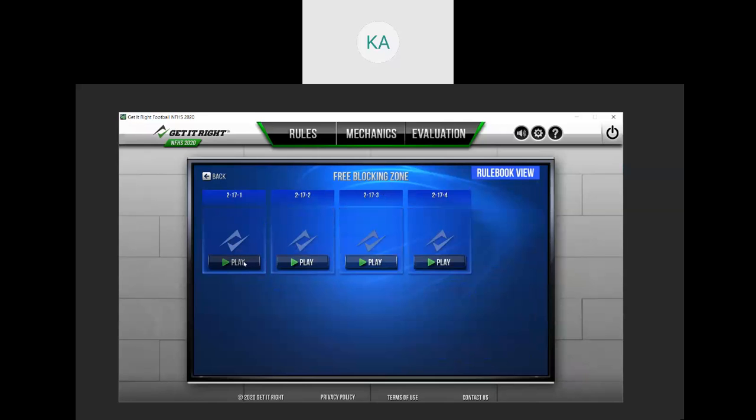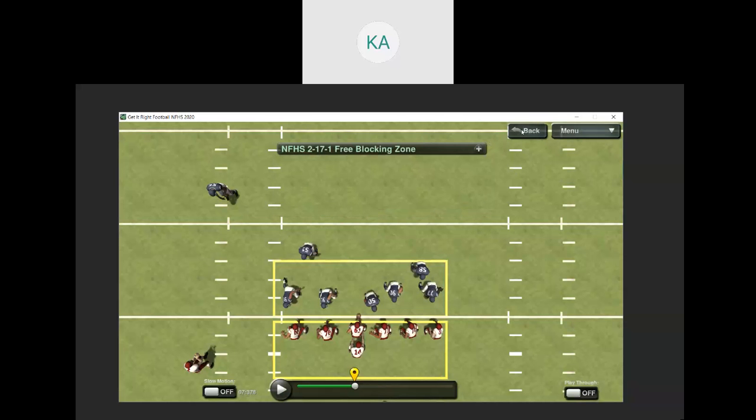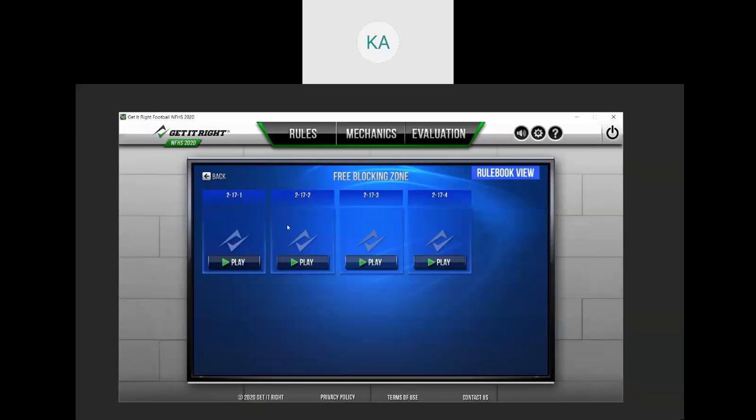Let's talk about that free blocking zone, though. So 4 yards on either side of the ball, 3 yards behind each line of scrimmage. What's key on this one is any player that has any part of his body in the zone at the snap is considered inside the free blocking zone. Those are the lines there.